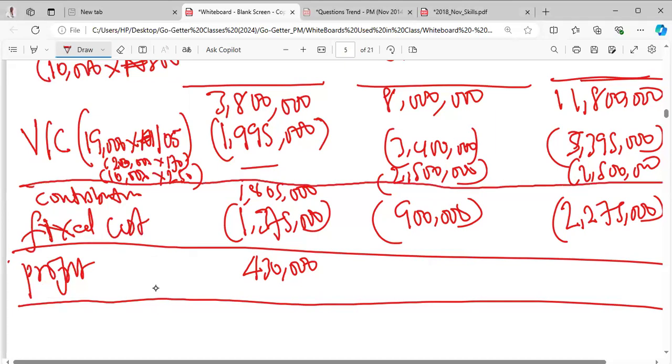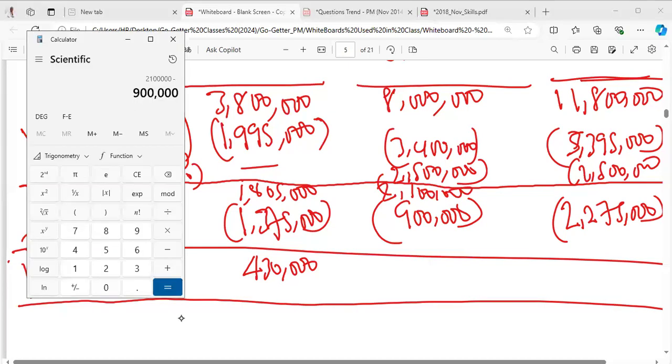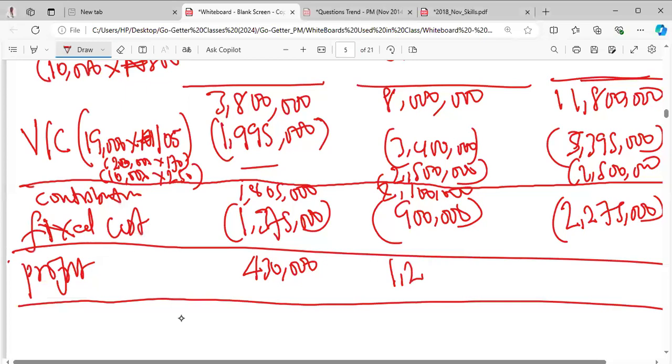So this is 2,100,000. So when we remove it from 900, we got our 1,200,000 here. 1,200,000 as before. It doesn't change.